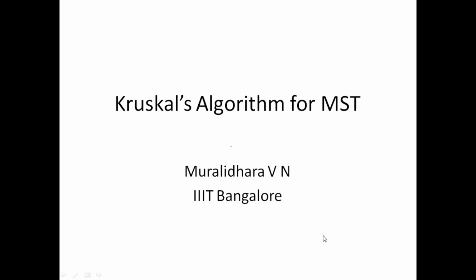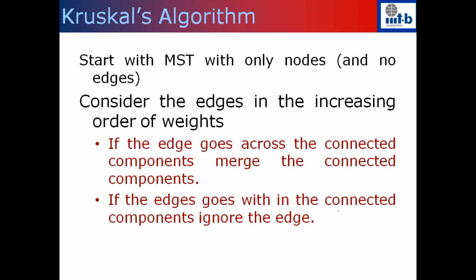So in this video, we are going to study Kruskal's algorithm for the minimum and the maximum spanning tree. Let's first look at how to find the minimum spanning tree. So we will start with a minimum spanning tree which has only the nodes. There are no edges in the graph. In other words, we are just taking all the isolated vertices in our MST. Now we consider the edges in the increasing order in the given graph. That is done by taking the edge list representation of the given graph and sorting them based on the weights in the increasing order.